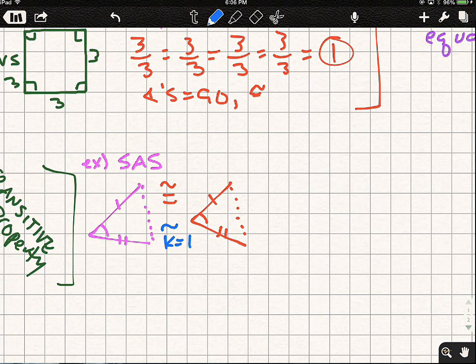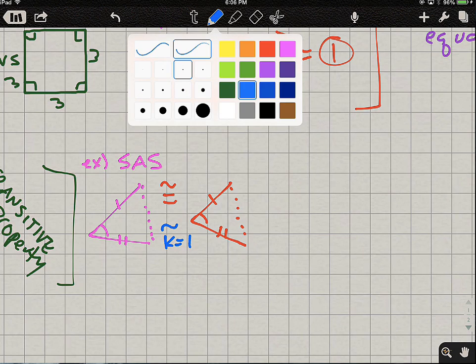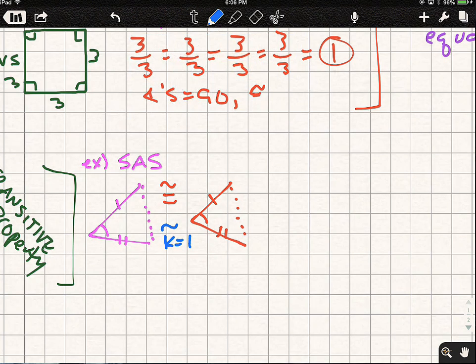Well, now that I know that they're going to be similar with k equals 1, I know all the other angles as a result. Like I know this angle, I know this guy in both. Then I also know that these sides have to be the same. So essentially I get a full information triangle because I use side, angle, side.